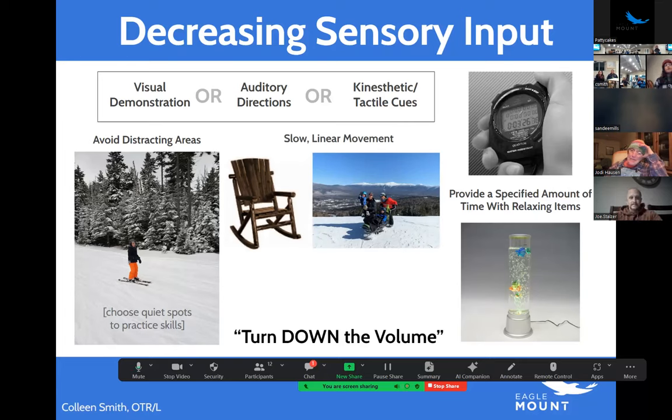As far as movement goes, slow linear movement is going to be the most calming. And that could be something like a rocking chair, which we have at Bridger that can be used. Or this family that I skied with, the mom was not as good a skier, so she had a hard time keeping up with us. And he would cry every time I stopped and waited for her on the trail. But the family's goal was to stay together and be on this experience together.